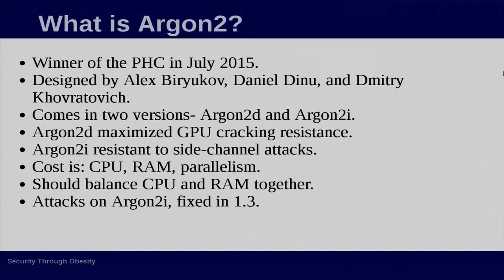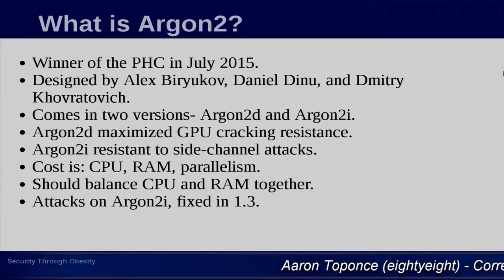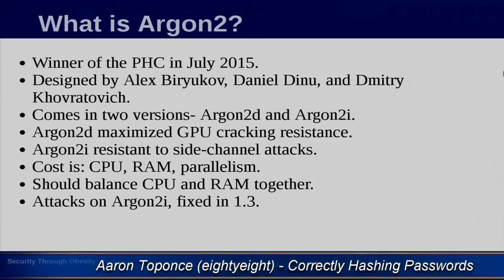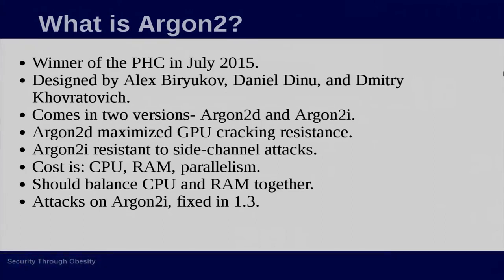It exists in 2 versions, Argon 2D and Argon 2I. They both have different goals. Argon 2D is designed to thwart GPU, FPGA, and ASIC cracking resistance. Argon 2I, on the other hand, is designed to be resistant against side channel attacks, such as timing attacks. So when it comes to passwords, you'll probably want to stick with Argon 2D. But when it comes to key derivation, Argon 2I might be more important because of that side channel resistance.